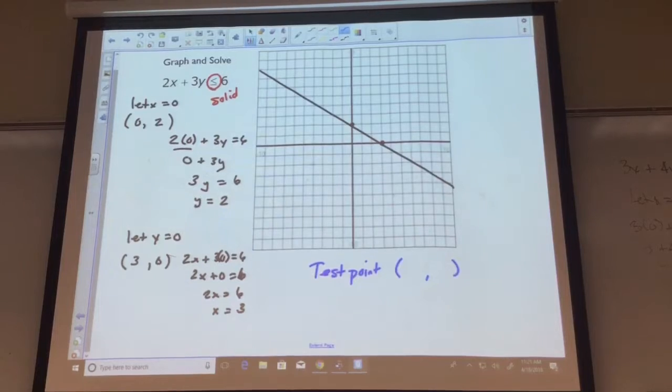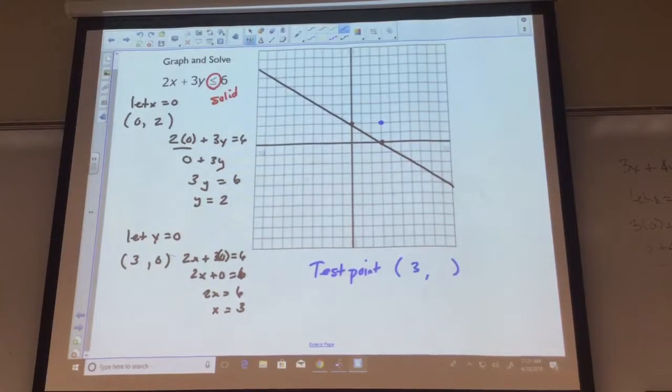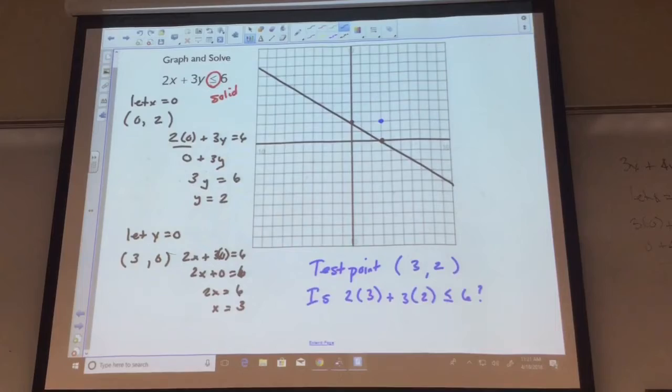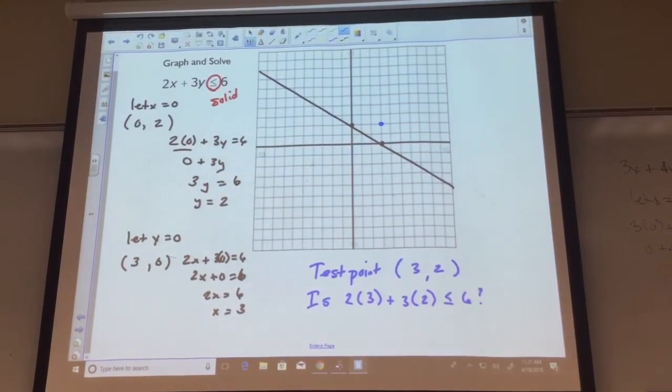(3, 2). Yes, that clearly lies in the section above the line, right? That's your choice. Wonderful. So the question you're asking yourself is: 2 times the x value that you chose, 3, plus 3 times the y value that you chose, which was 2, less than or equal to 6. That's either a yes or it's a no.